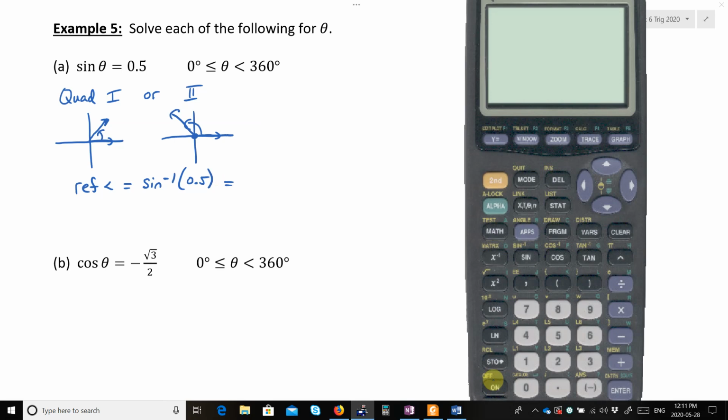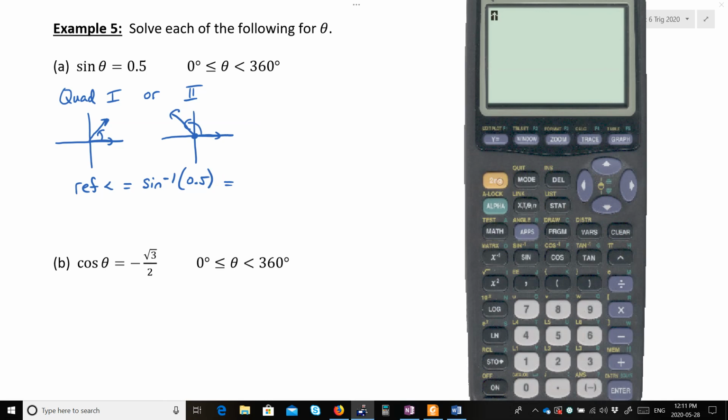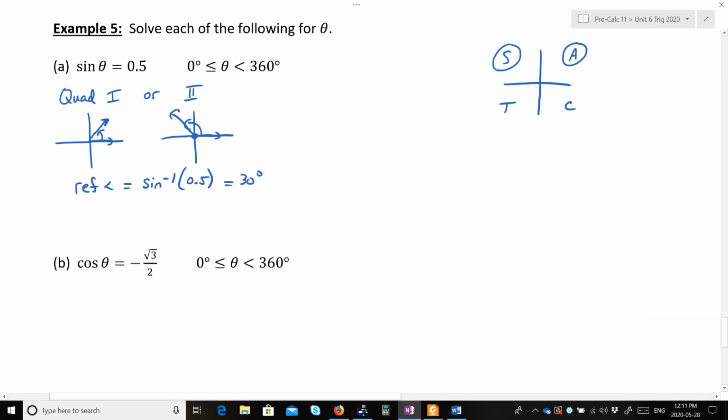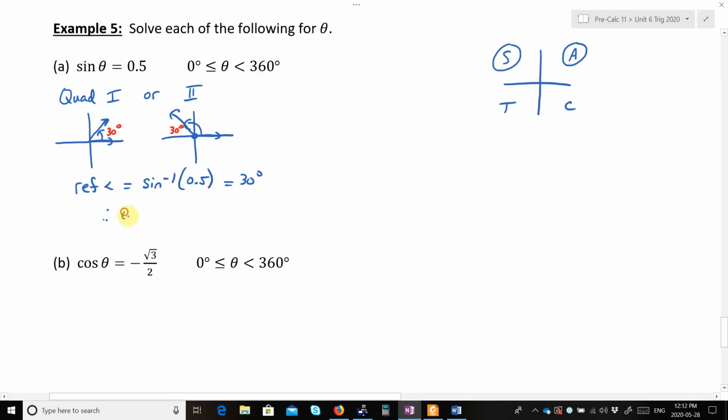And notice that they want the answer to theta between 0 degrees and 360 degrees. So we want our mode in degrees. Good. So I go second function sine 0.5 and I get a reference angle of 30 degrees. Wonderful. So the reference angle is here, 30 degrees. In the first quadrant, the reference angle is equal to the angle itself. So we can say, therefore, theta is equal to 30 degrees in quadrant 1.